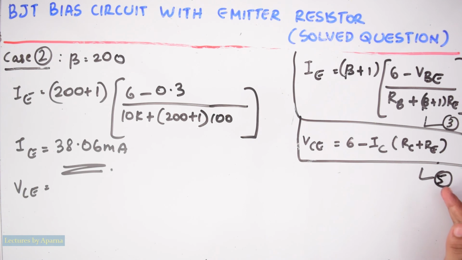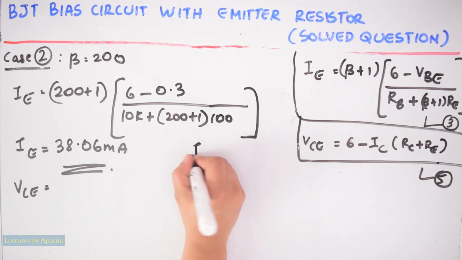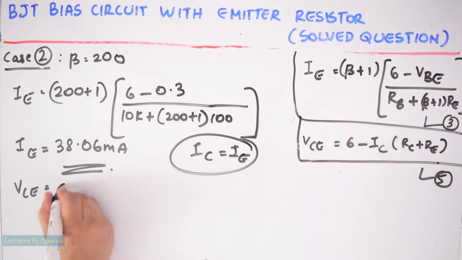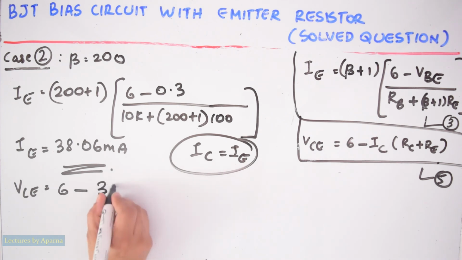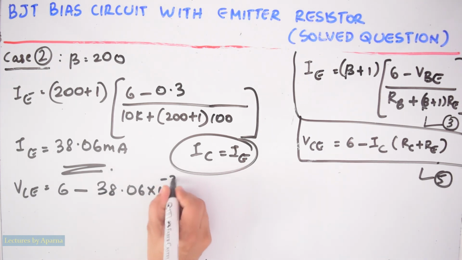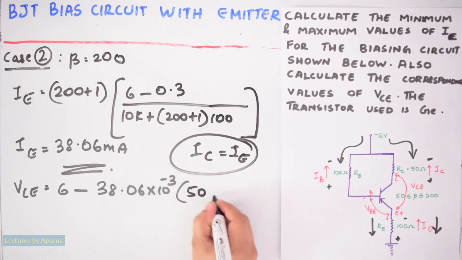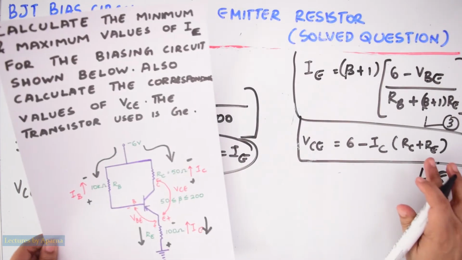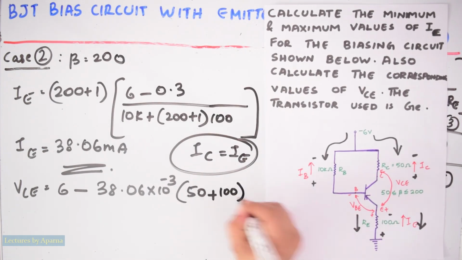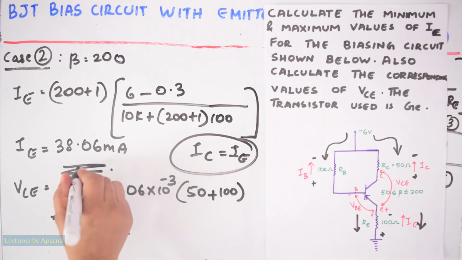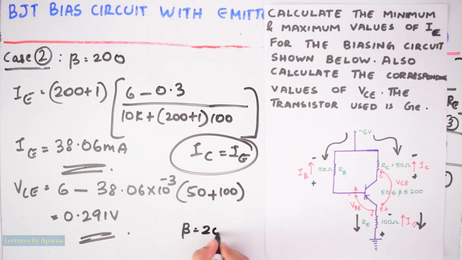Now find VCE. Substitute all the values in this equation. So we know IC is equal to IE. So you can substitute the value of IE in this equation. VCE is equal to 6 minus IE, which is 38.06 into 10 raised to minus 3 into RC is 50 plus RE is 100. So calculating this, you will get it as 0.291 volt. So we got IE and VCE for beta equal to 200.